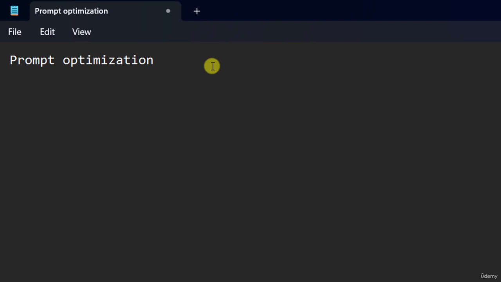Now, second thing you have to consider is the length of the prompt. So, longer prompt can sometimes be too specific and limit the model's ability to generate some diverse responses, while some shorter prompts may not provide enough context for the model to generate some accurate responses. So, it is very much important to find the right balance between the length and also the specificity of the prompt when optimizing it.